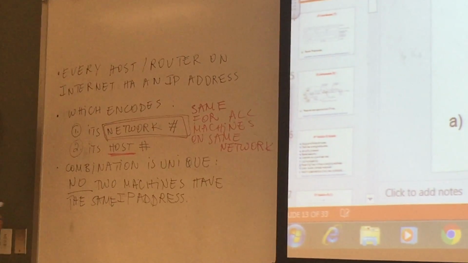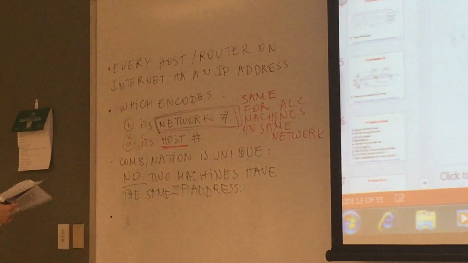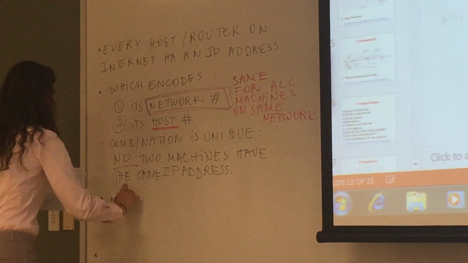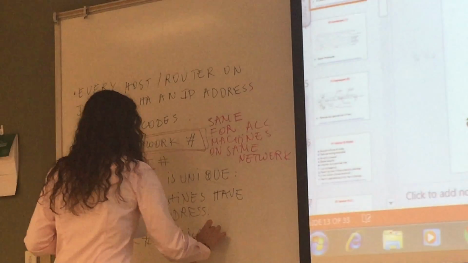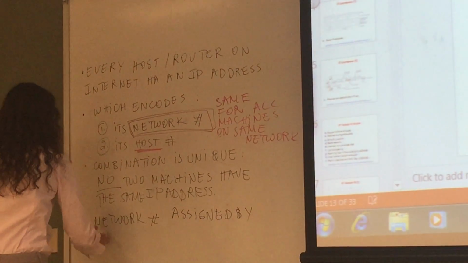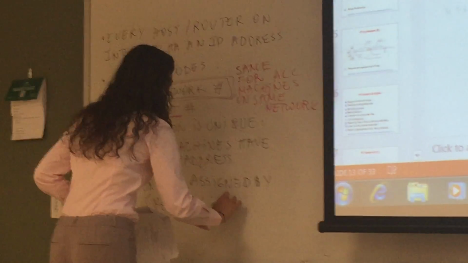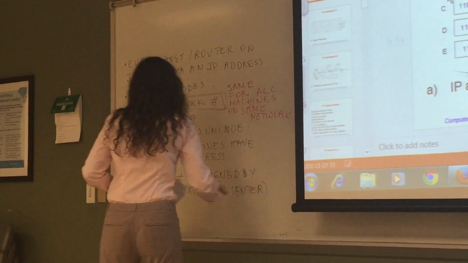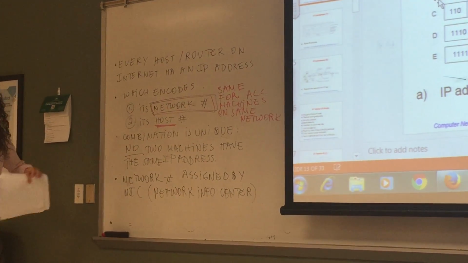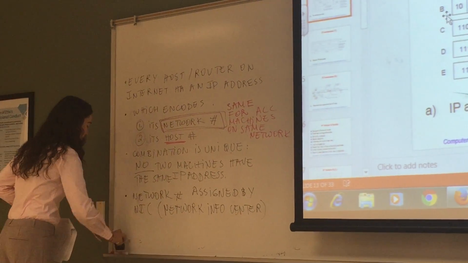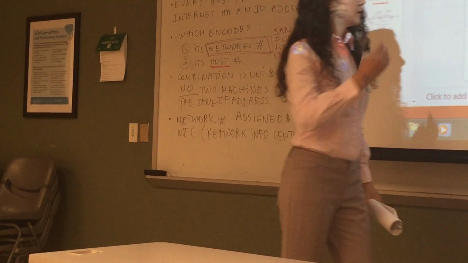The network portions are controlled internationally, and they are assigned by the Network Information Center, NIC, which is the authority that gives out network addresses.